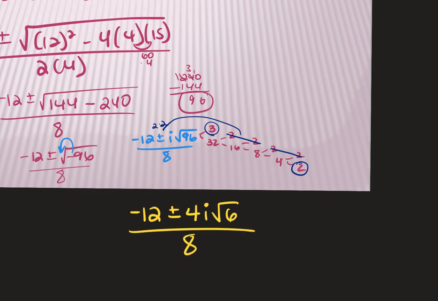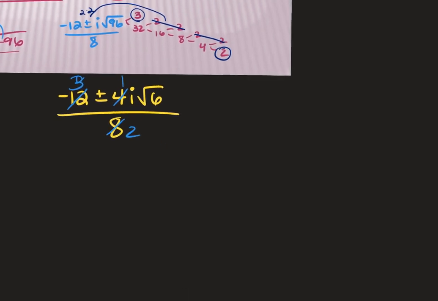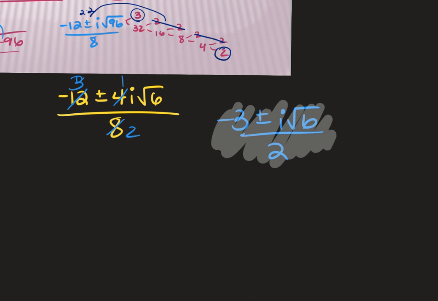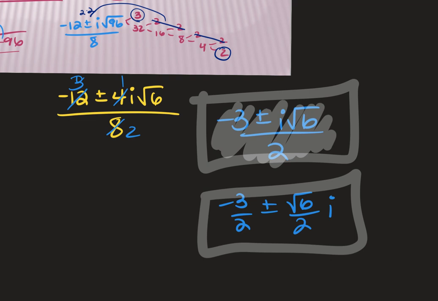All right, then can I reduce this? Yes. What goes in all three of those spots? 4. This would be 2. This would be 3. And this would be 1. And I'd get negative 3 plus and minus i root 6 over 2. And you could literally leave it like that. Or I could split it up. Negative 3 over 2 plus and minus root 6 over 2 i. You cannot simplify the root 6 and the 2 because one's under a root and one is not. So it would stay like that. But either of these answers are acceptable if it's open-ended. If it's multiple choice, the bottom one will be there.